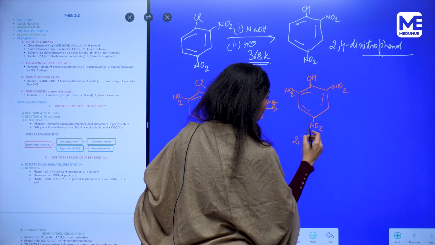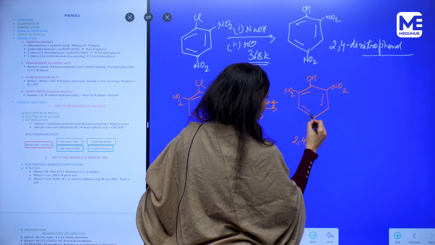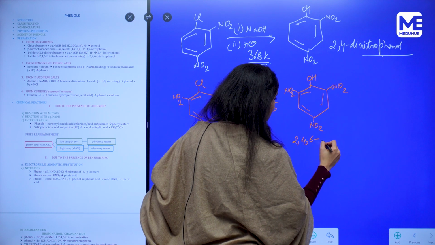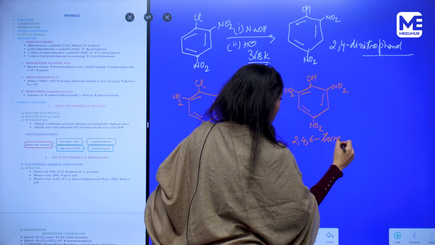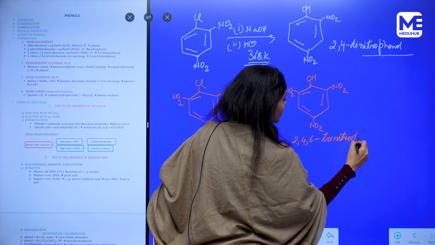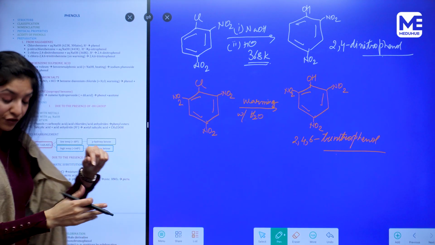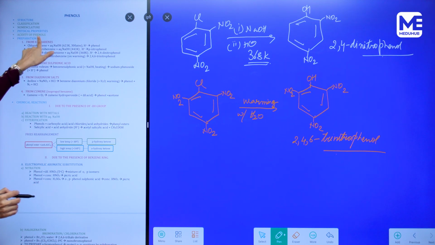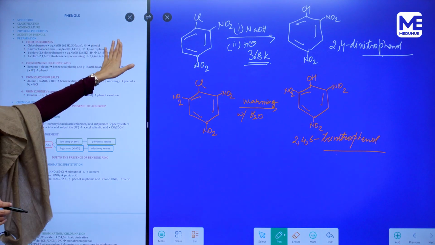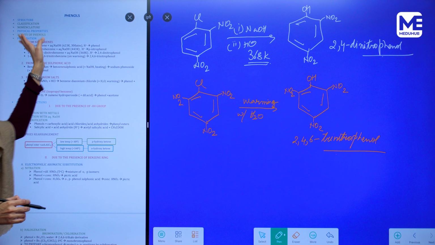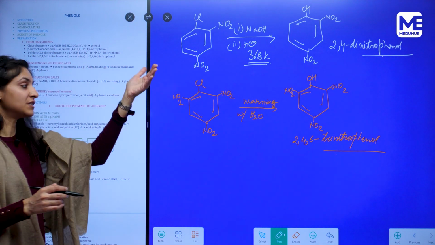This will be 2,4,6-trinitrophenol. So this is the first method of preparation where from a haloarene we prepare a phenol. We use NaOH and then it is followed by acidification.